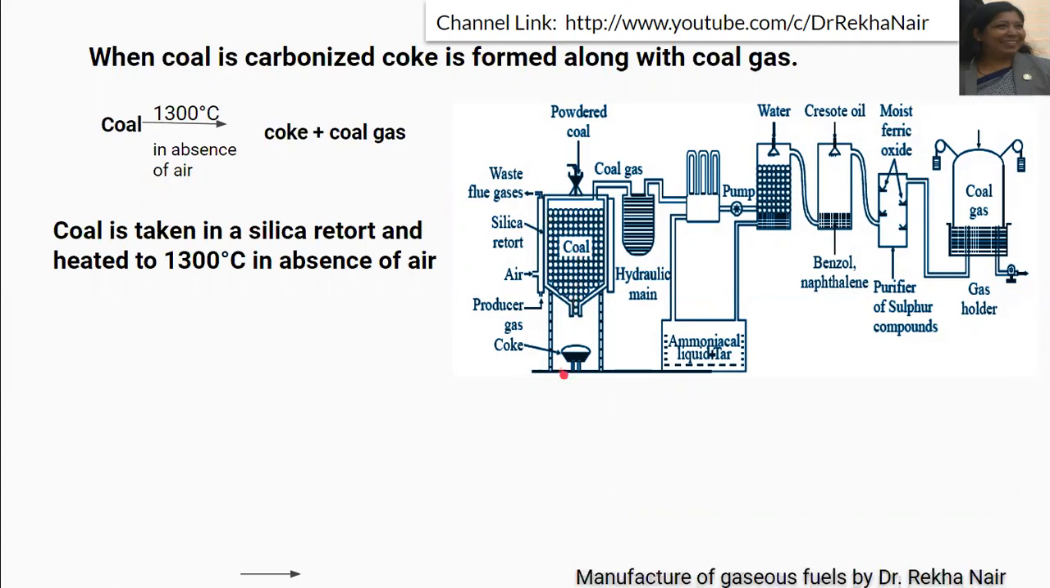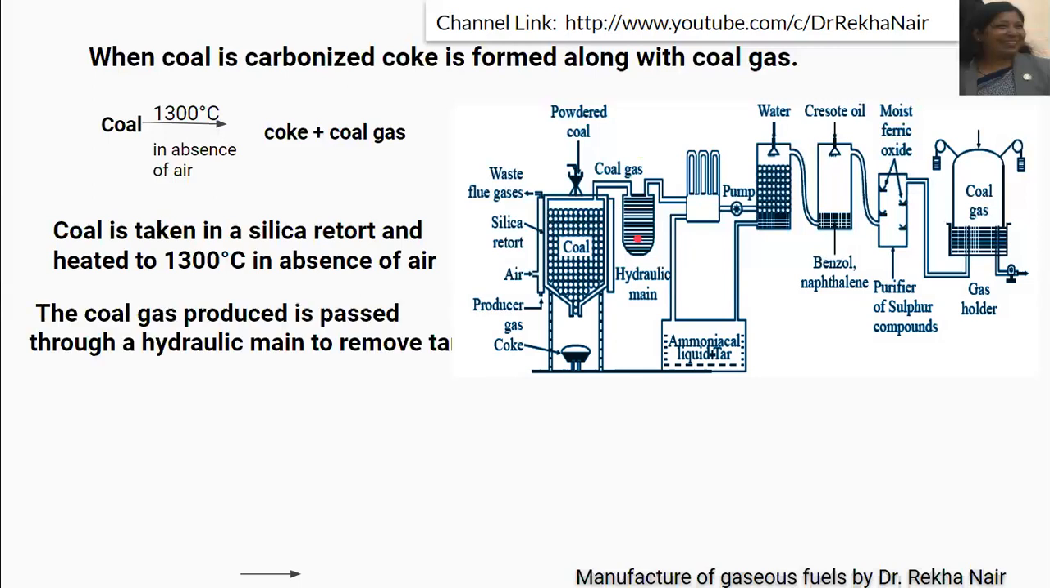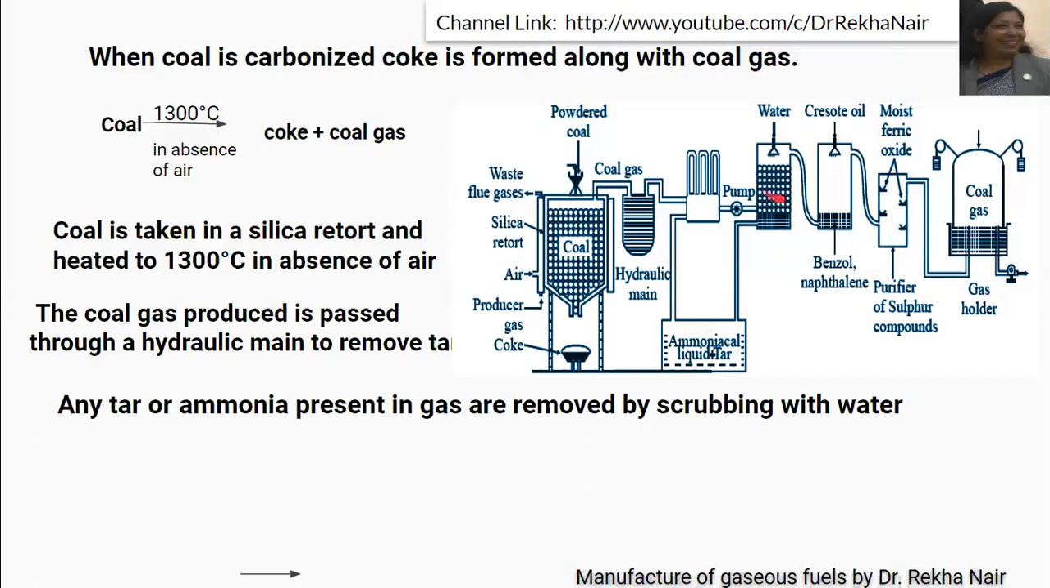be removed from here. The coal gas that is produced as the byproduct gas is then passed over a hydraulic main and then a condenser, so that it will remove ammonia and tar here. Then again it will be passed through a scrubber and will be scrubbed with water, so that any ammonia or tar that is left will be removed again and collected here.